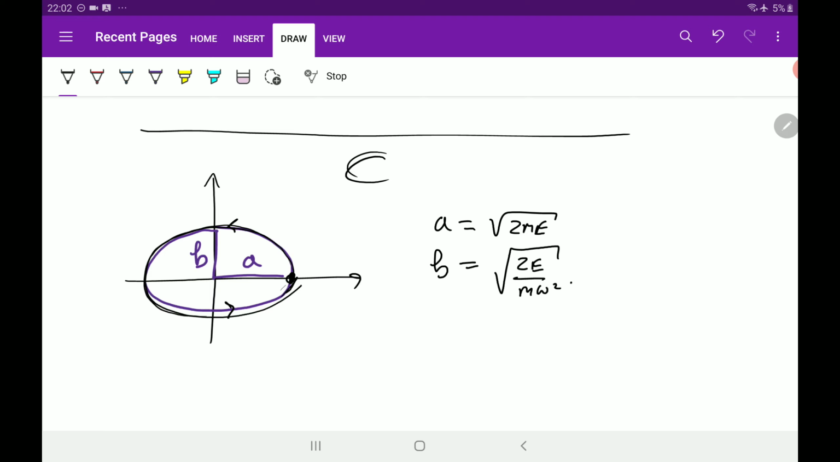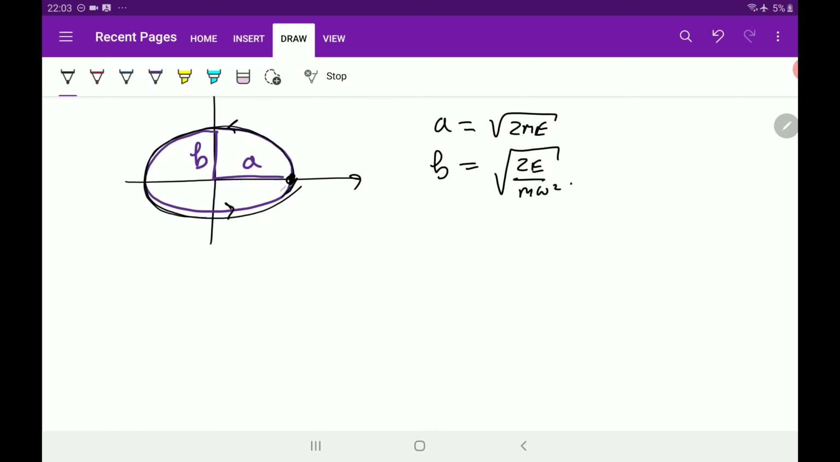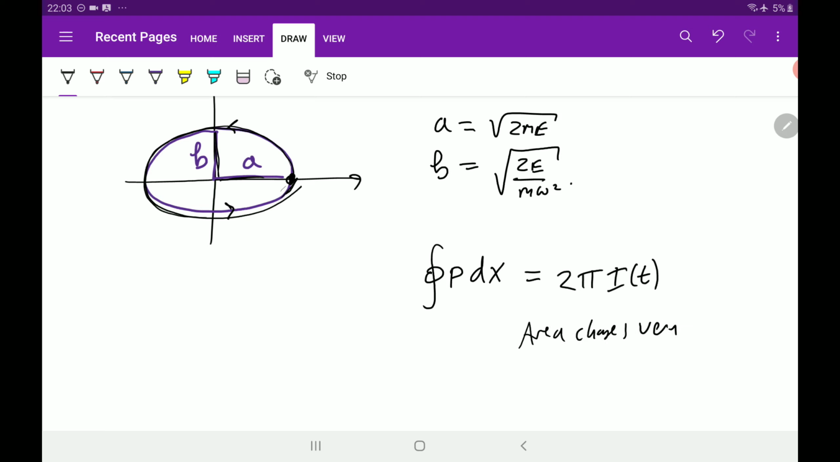Okay. So now, if you ask about the area, which is incidentally given by this contour integral, it's pi times A times B, which is nothing but 2 pi times the adiabatic invariant. So this says that the area changes very slowly, so it basically remains a constant.